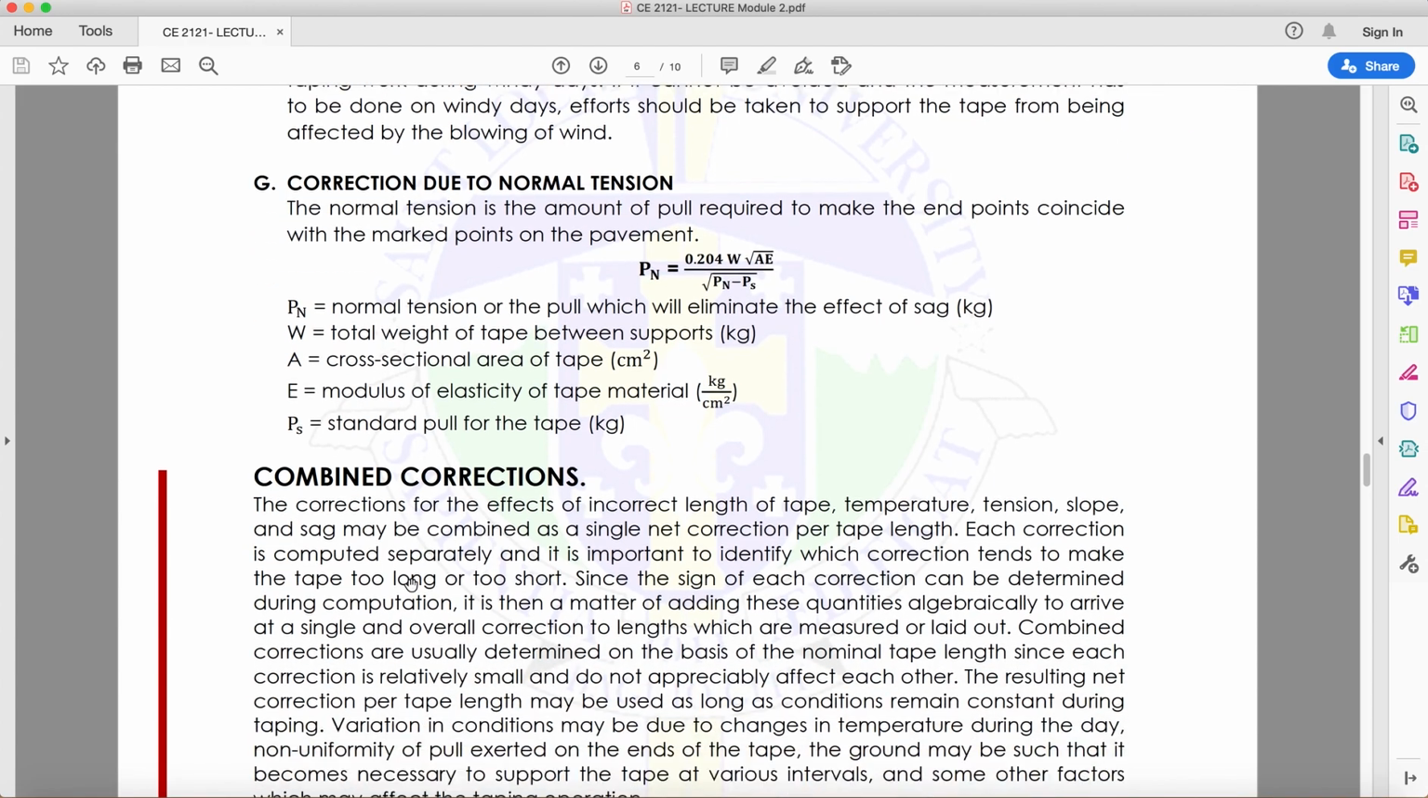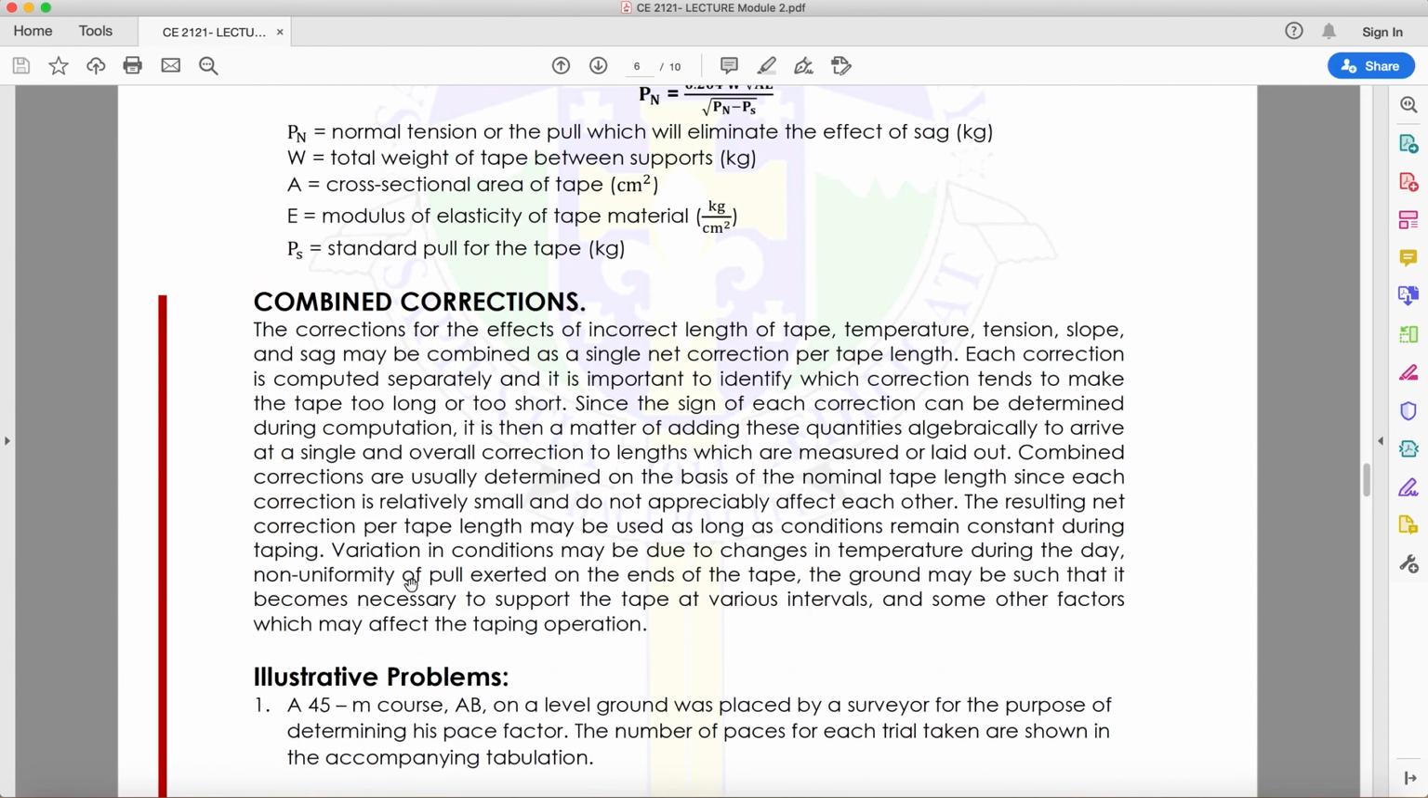Okay? And combined corrections. So combined corrections, the corrections for the effect of incorrect length of tape, temperature, tension, slope, and sag may be combined as a single net correction per tape length. Each correction is computed separately and it is important to identify which correction tends to make the tape too long or too short. Since the sign of each correction can be determined during computation, it is then a matter of adding these quantities algebraically to arrive at a single and overall correction to lengths, which are measured or laid out.